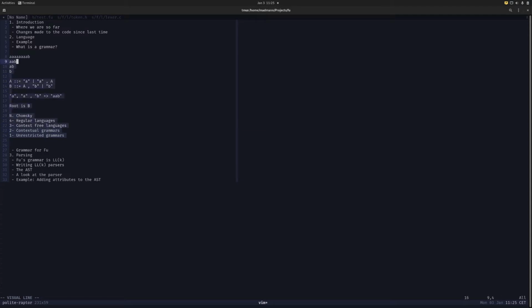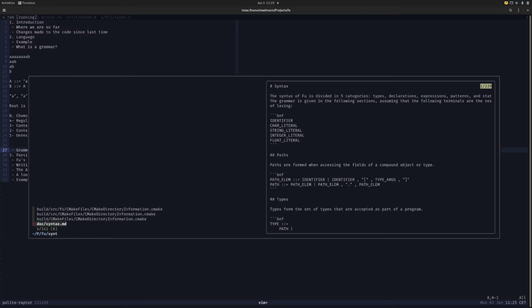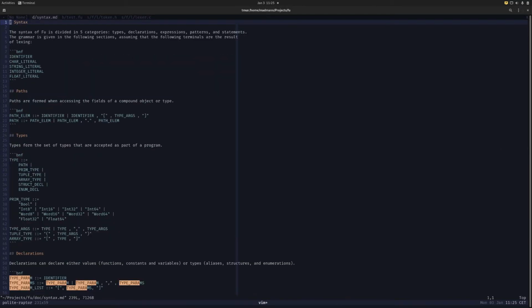All right, so now that I've explained this, I want to look at the grammar for foo, which I've already written. I've written this in a document called syntax.md, which you'll find in the documentation directory here. So if I open it, this is what it looks like. I have this syntax here where I say the syntax of the language foo is divided in 5 categories. We have types, declarations, expressions, patterns, and statements.